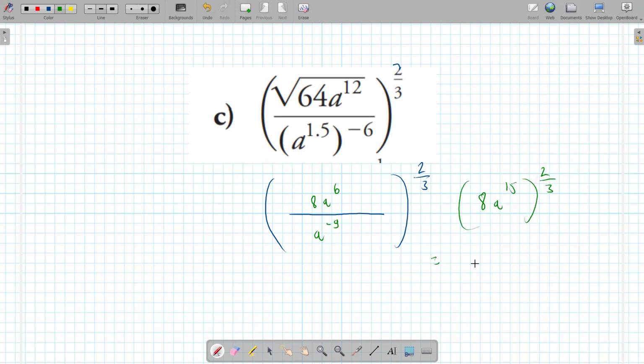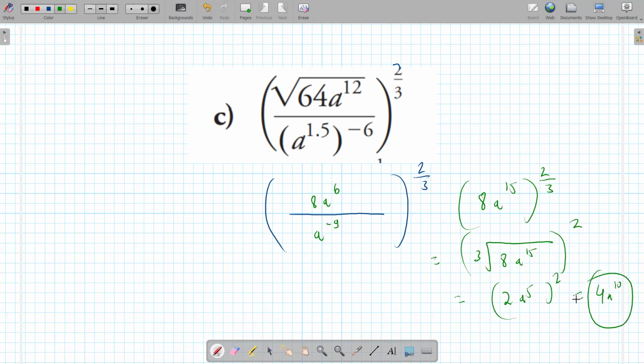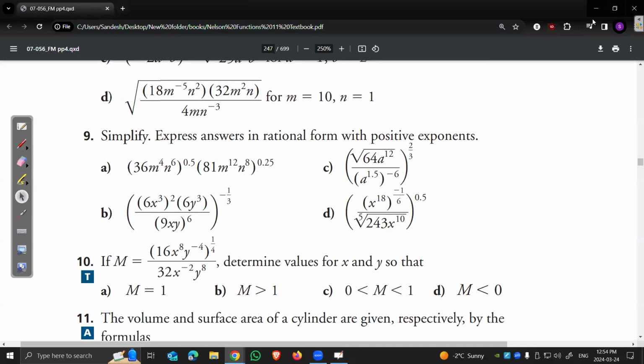Now look at this. I'm going to first do a cube root of a^15, and then we're going to square it. What's the cube root of 8? It's 2. What's the cube root of a^15? It's a to the power of 5. Yeah. And then we're squaring this finally, so the final answer will be 4a^10. And you're done. It looks super difficult, but honestly, it's whatever.